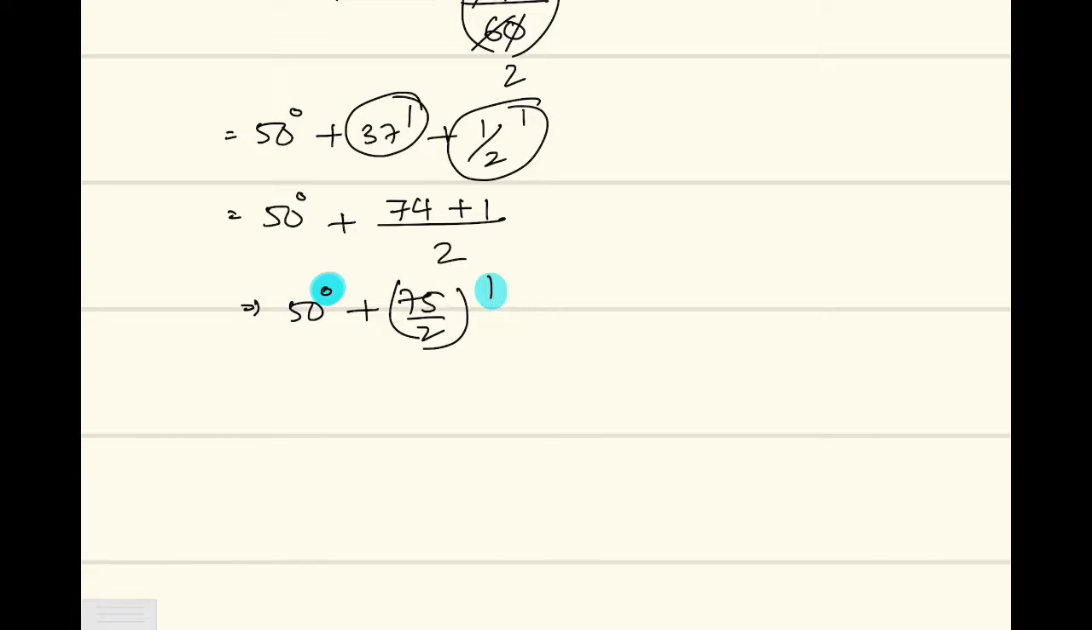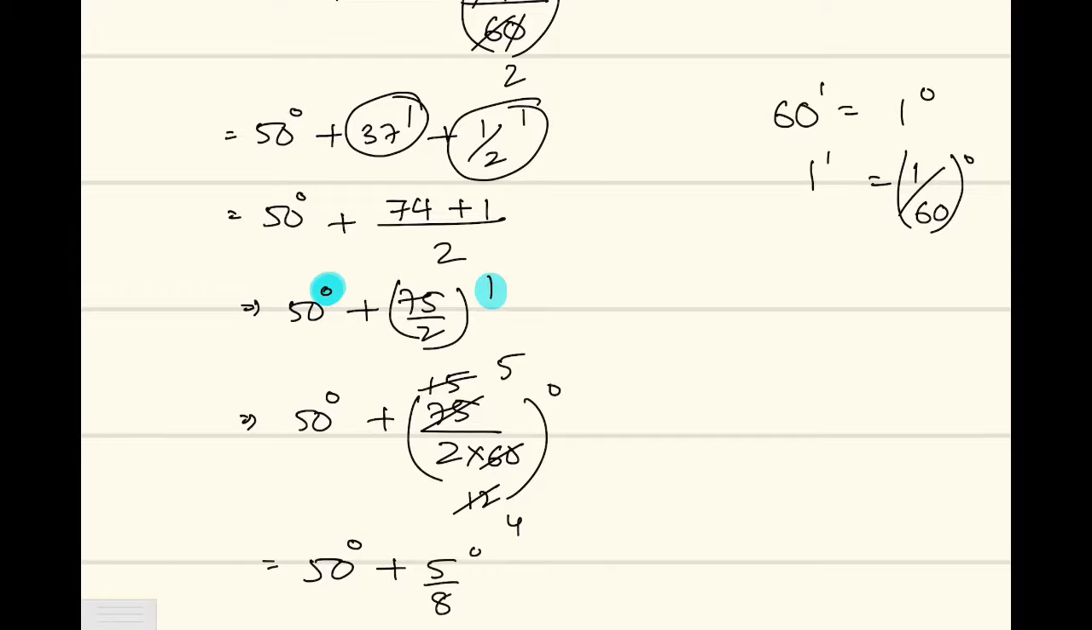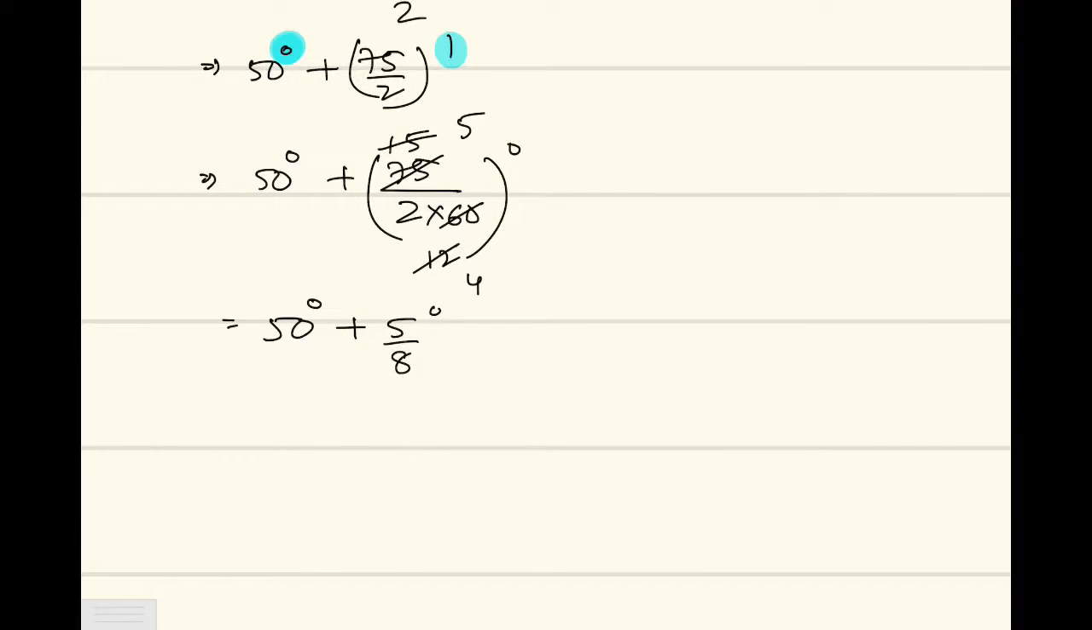Let's convert to degrees. How to convert minutes to degrees? Again, divided by 60, because 60 minutes make 1 degree. 1 minute will be 1 by 60 degree, isn't it, everyone? That's the unit of measurement. So 50 degree plus 75 by 2 into 60. I'll divide it by 60, and that will get converted to degrees. Correct? Let's cancel. 5 12 is 60, 5 15 is 75, then 3 4, and then 3 5. Correct? So that gives me 50 degree plus 5 by 8 degrees. Correct? So both are converted to degrees finally.